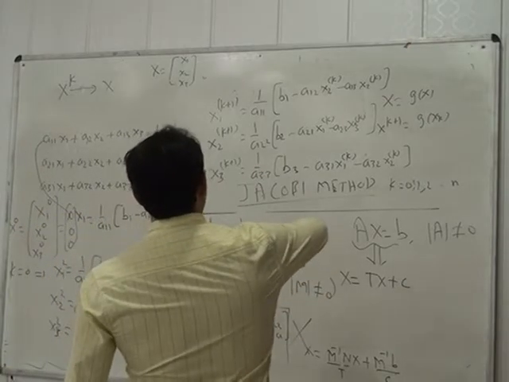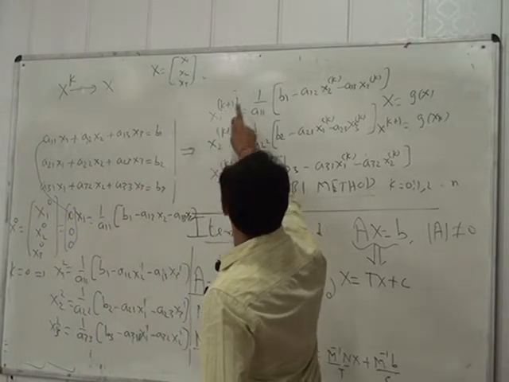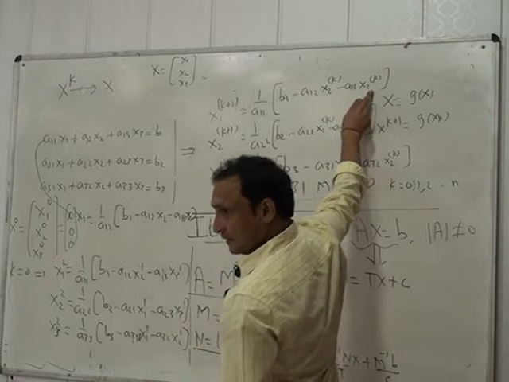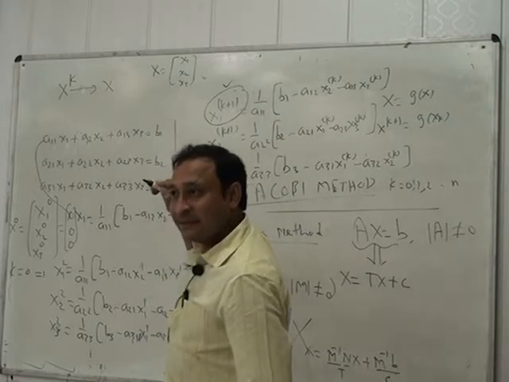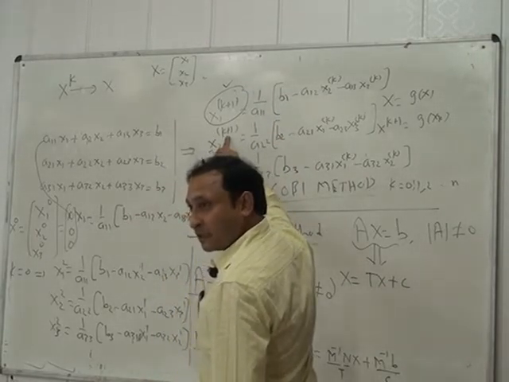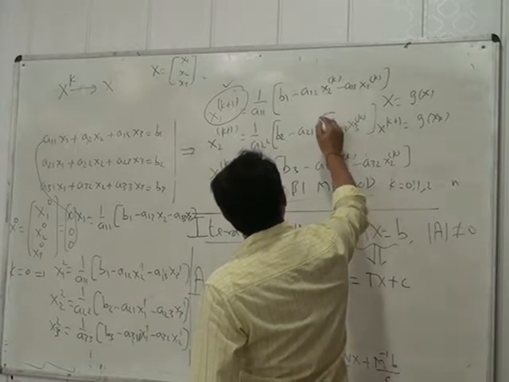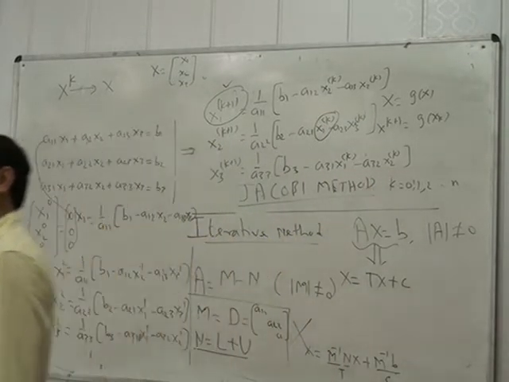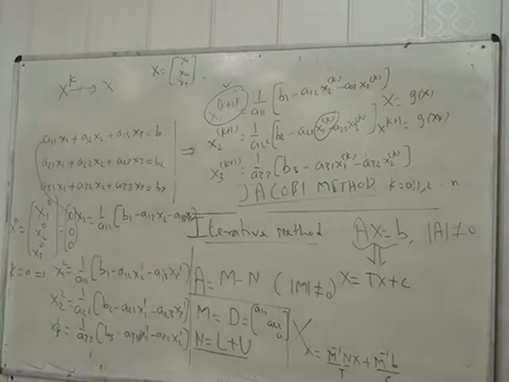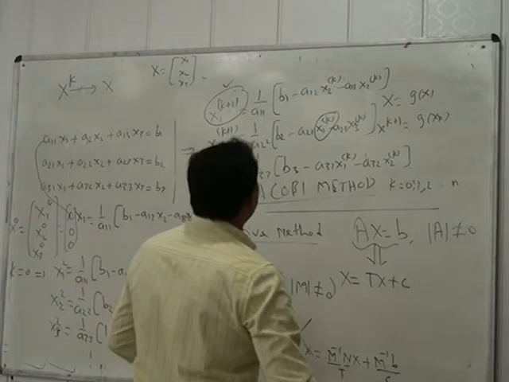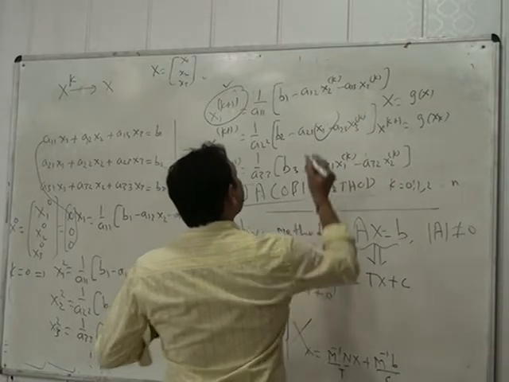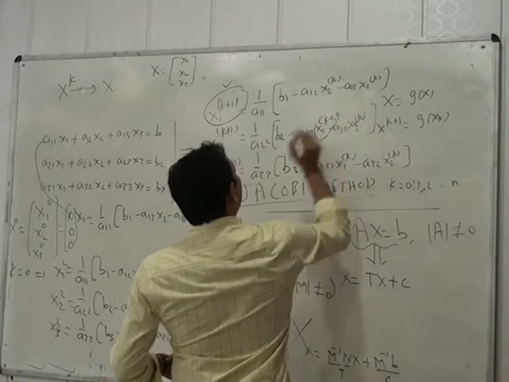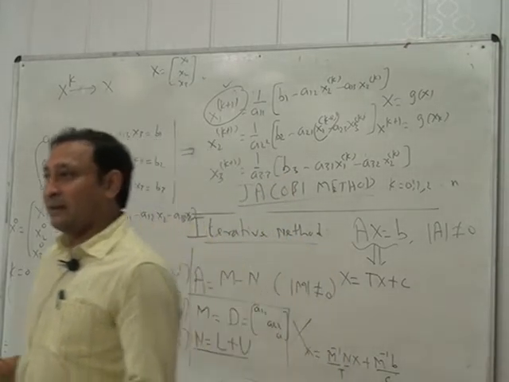So, let me start here. To compute x1^(k+1), I am using x2^(k), x3^(k). Done, correct? But now you have computed this. In the next step, for x2^(k+1), I am still using x1^(k) itself. Why? I have already computed x1^(k+1). So what is wrong if I write k+1 here? What would happen if I write k+1 here? Yes, because I have computed it. I know this value.